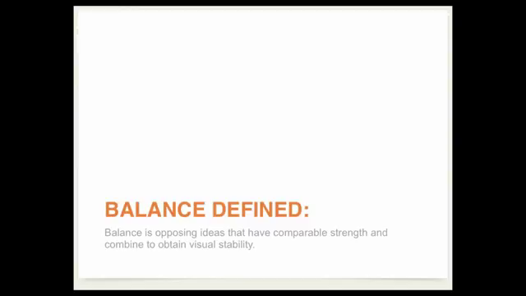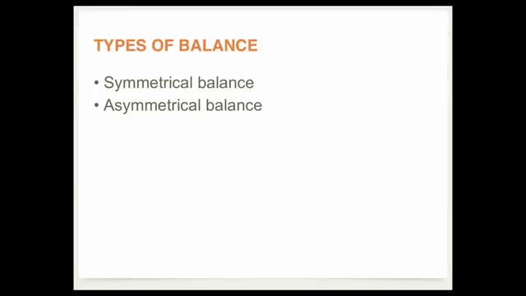Balance isn't necessarily always about equality. I like to think of balance as opposing ideas having comparable strength so that there is some sort of visual stability in a design. There are, therefore, two types of balance: symmetrical balance and asymmetrical balance.